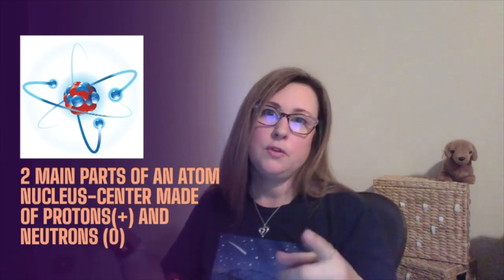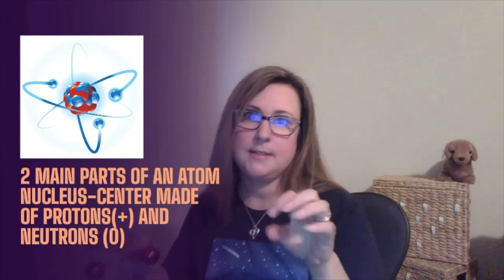So we've talked about the 3 subatomic particles that are inside of an atom. Now let's talk about the 2 main parts of an atom. And in those parts, you have those little subatomic particles. Okay, so the 2 main parts of an atom, the first one is the nucleus. We're going to start in the center of the atom and work our way out. So you can see on that picture there that we've got that center of blue and red spheres. That's your nucleus in the very center.